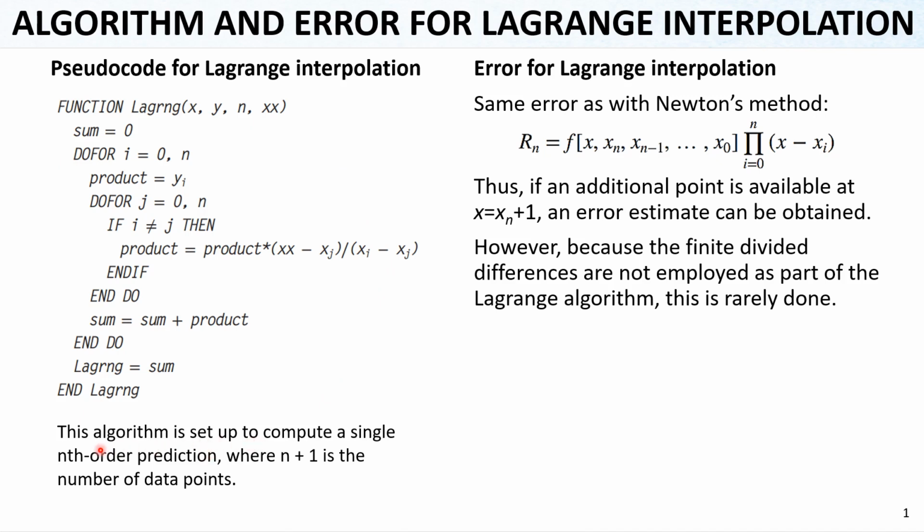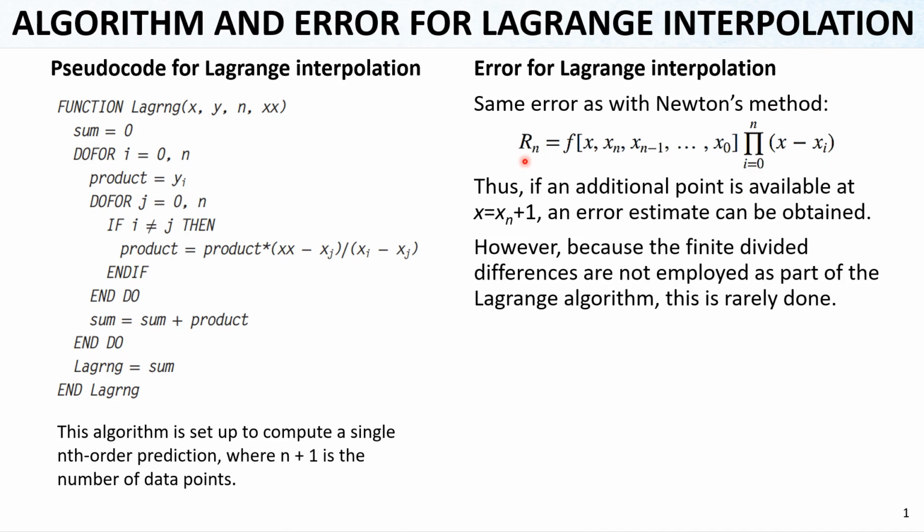And so this algorithm is set up to compute a single nth order prediction where n plus 1 is the number of data points. And of course, there is an error of Lagrange interpolation as well. And the error has the same formulation as the Newton's method. You can see here, in Newton's method, we said that we have the difference and also these values. In here also, just these values are the product of, so because we are using the Lagrange form, let's say alternative, we will have this product version.